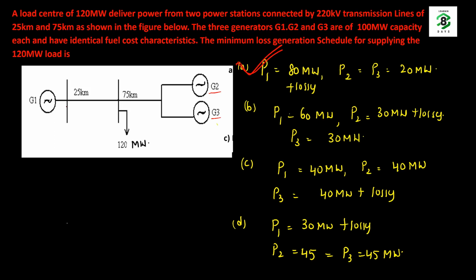If you compare these two conditions, the right option would be A. Sir, why not B? Because here P2 is supplying 30 megawatt plus losses, and P3 is only supplying 30 megawatt. So that won't be the right option. So A would be the right option by this analysis.